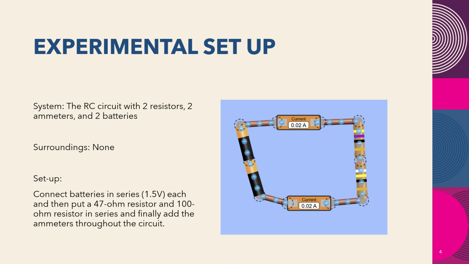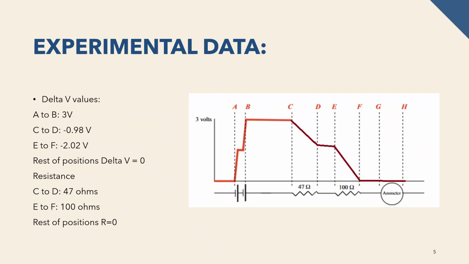And then for the setup, you have the 2 batteries put in series, which makes them 3 volts together. And then you put the 47 ohm resistor and the 100 ohm resistor in a series as well. And then when you measure the current, you get 0.02 amps. So for that first circuit, here's the experimental data as it's graphed.